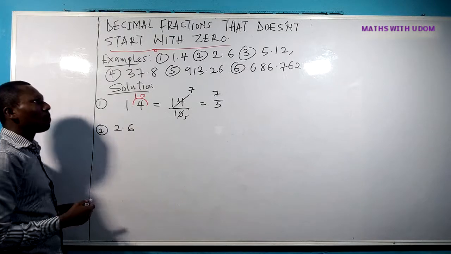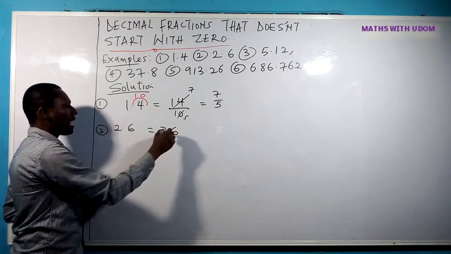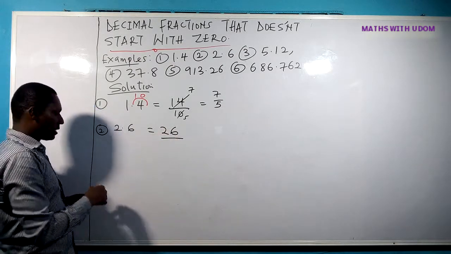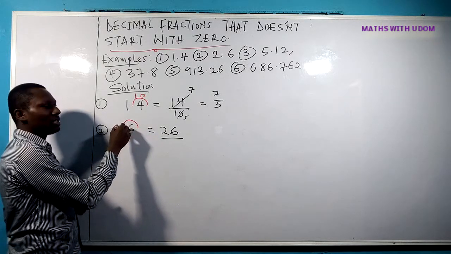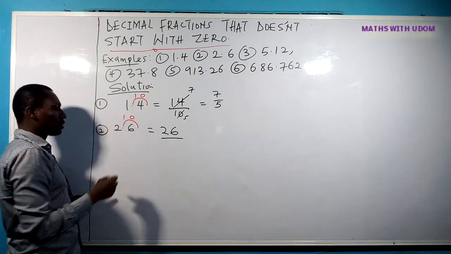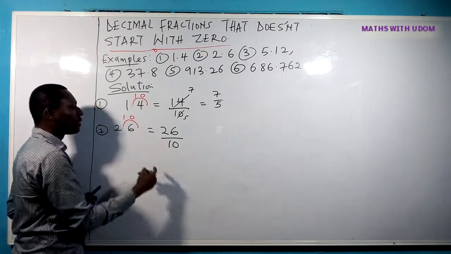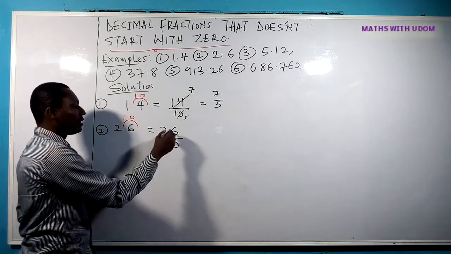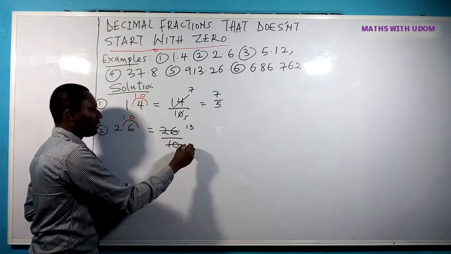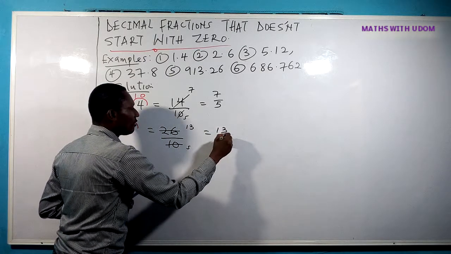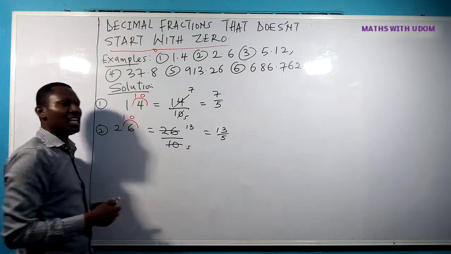Number 2, we have 2.6. Now 2.6 can be written as 26 divided by what? From the front of 6, you move backwards and stop at the decimal point. It's only 1, so you put 1 zero there. So you divide by 10. What is the common factor between 26 and 10? 2 can go in 26 13 times. 2 can go in 10 5 times. That gives us 13 divided by 5. That's another improper fraction.